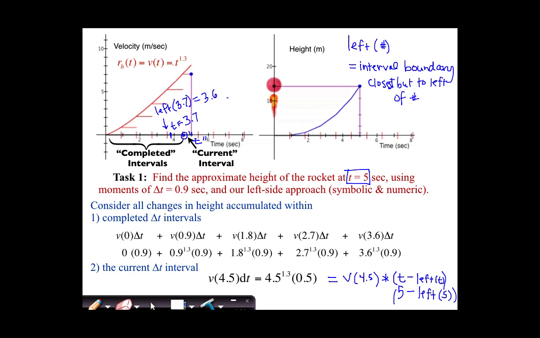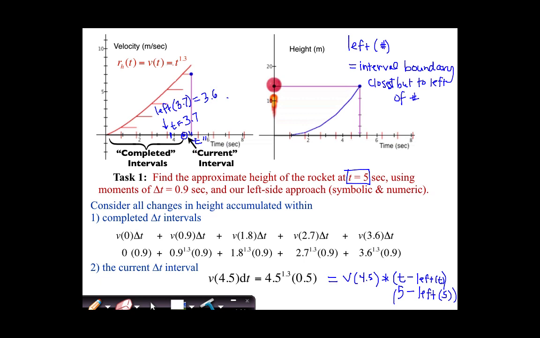So left of 3.7, I'd be looking for the interval boundary that's just to the left of 3.7. Oh, 3.7's in this fifth interval. 3.6 is the interval boundary. There's interval boundaries at 0, 0.9, 1.8, 2.7, 3.6. If I'm at 3.7, I've just passed that 3.6. So I'm in the interval that starts at 3.6, which is useful to know because the rate used throughout that interval is the rate from the left end of the interval, the rate at 3.6.